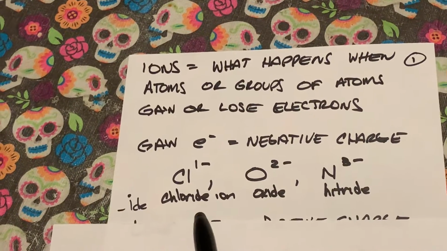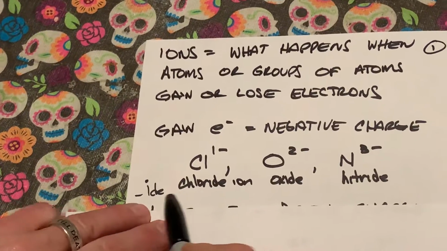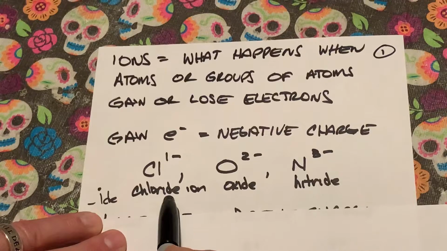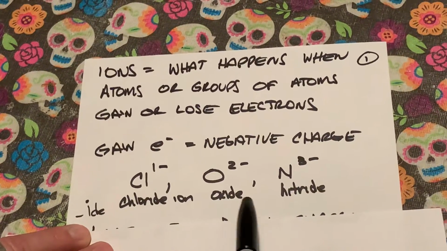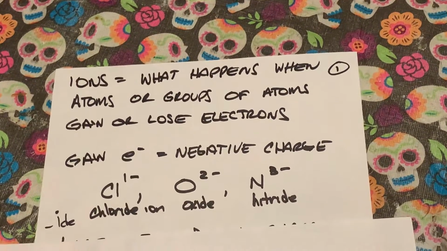Something that happens when you have a negative ion, you add on the suffix -ide. So chlorine becomes chloride, a chloride ion. Oxygen becomes oxide, an oxide ion. Nitrogen becomes nitride, a nitride ion.